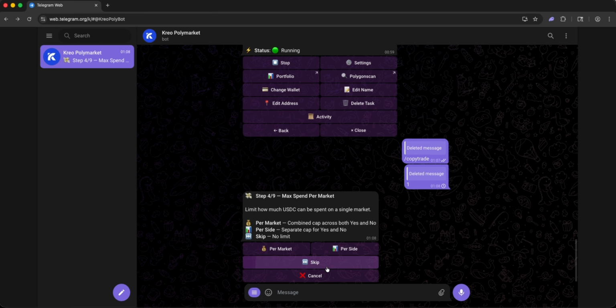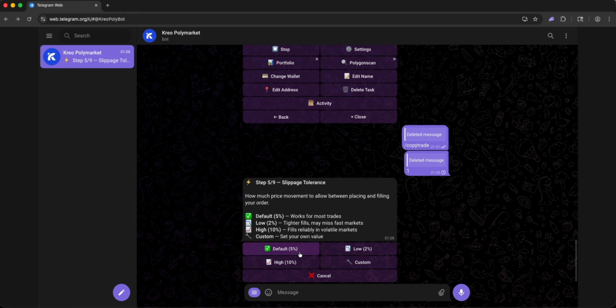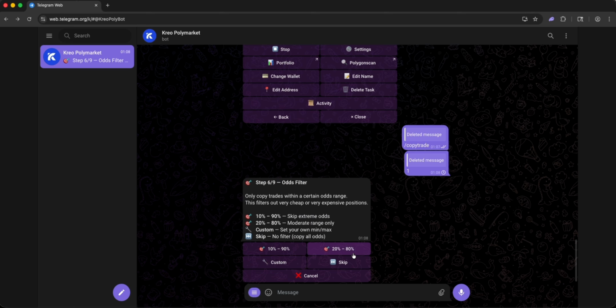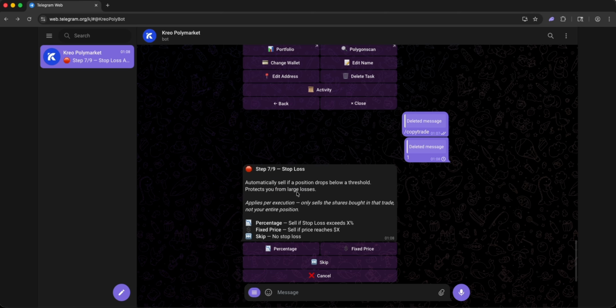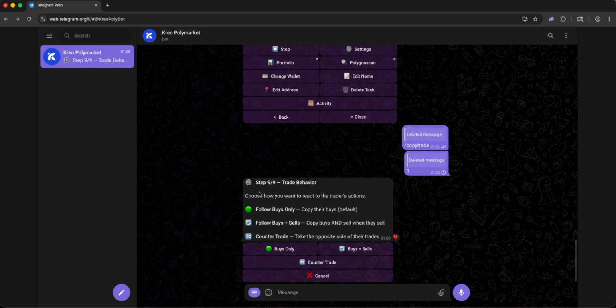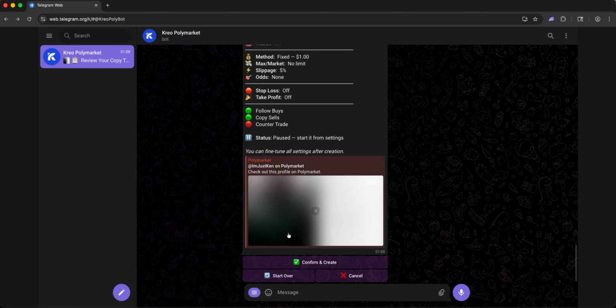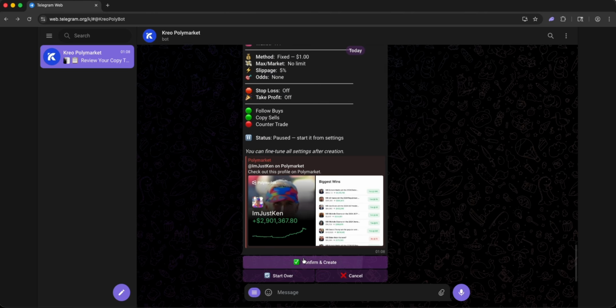We can skip this, we can keep it at default, we can skip odds filter, we can set a stop loss here, or we can skip that. We can create trade profit, or we can skip that. In our trade behavior, how we would like to proceed with these trades, we can go with buys and sells, and we can create our task here.